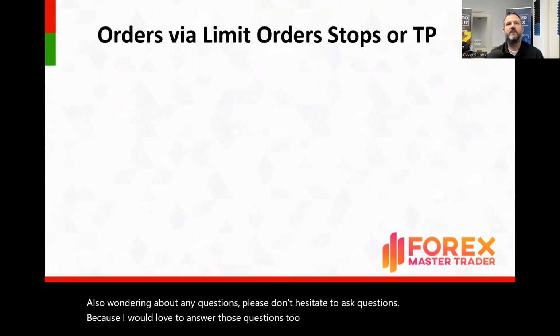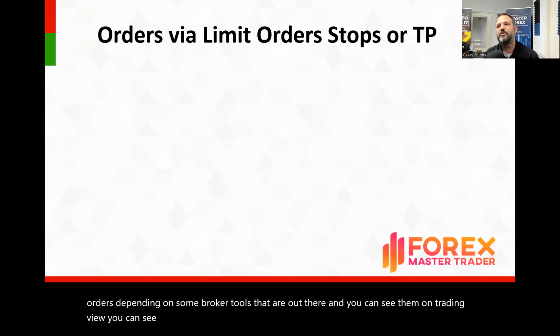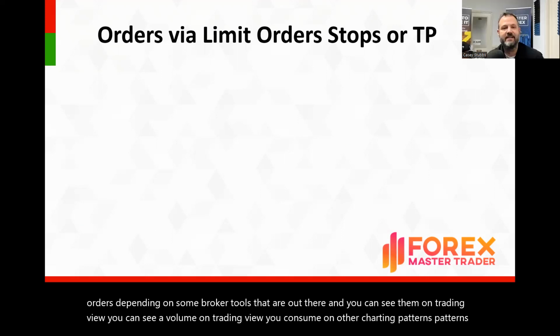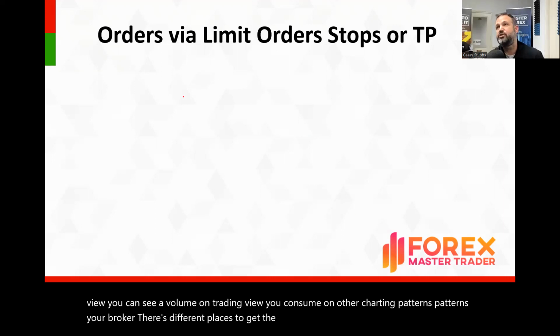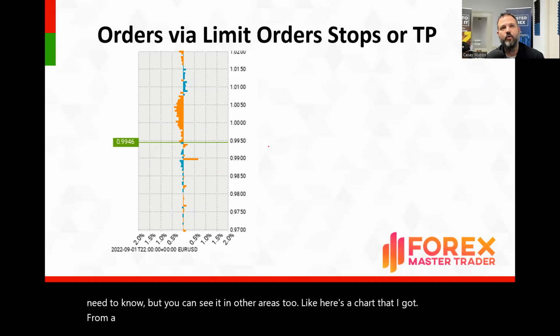Okay, now we can see some of the orders depending on some broker tools that are out there. You can see them on TradingView. You can see volume on TradingView. You can see them on other charting platforms. Your broker, there's different places to get the information. The levels will show you what you need to know, but you can see it in other areas too. Like here's a chart that I got actually from Oanda. That's a Forex broker, and they show orders, right?